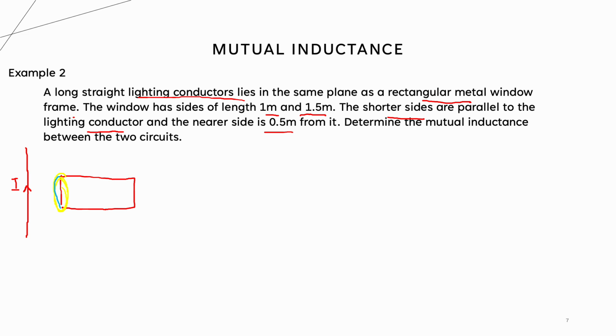So this is the shorter side. This shorter side is parallel to this lightning. So this is the lightning area. Okay, so it is parallel. Then somehow it's going to look like that, right?